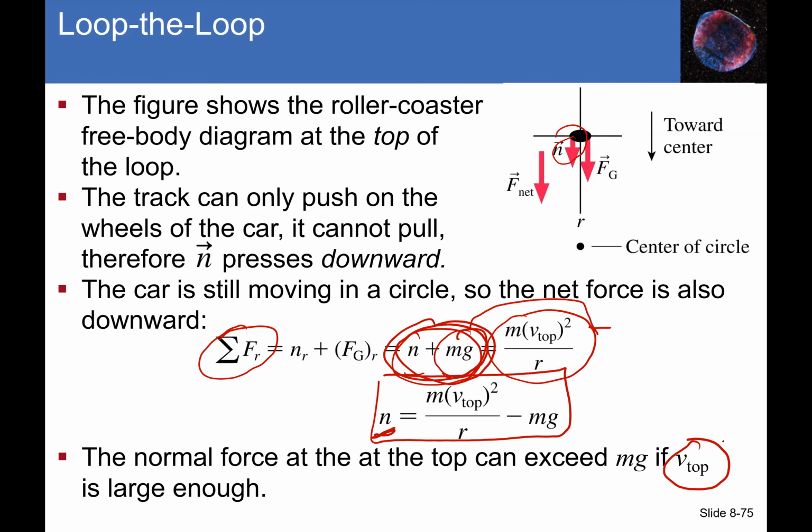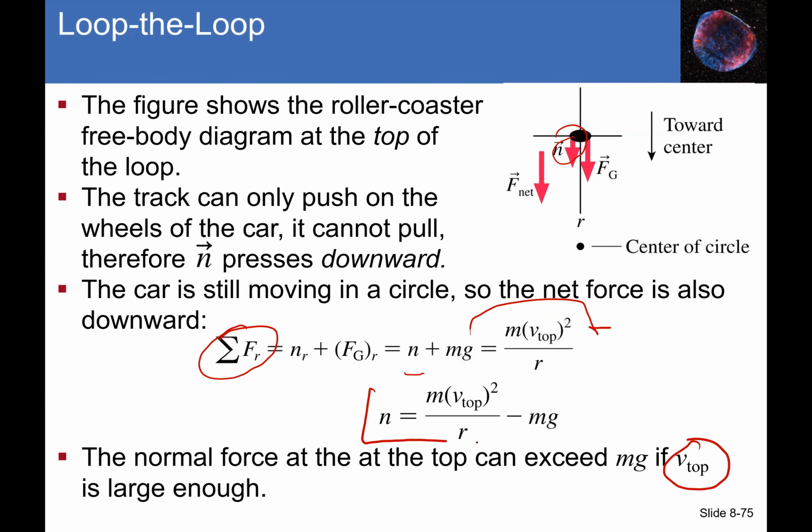If I'm looking at the top, and this is very important, let's say if you're designing a roller coaster, this is the equation you're working with at the top: mass times speed squared over radius minus mg. That's what your normal force is. Remember, if the normal force is non-zero, you're on your seat and you're going around safely.